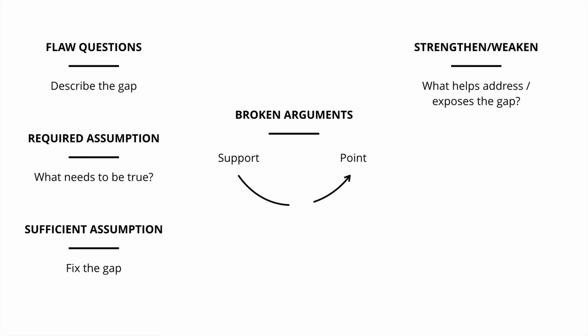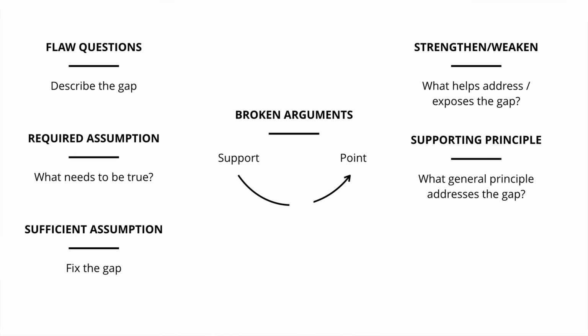Whereas weakened questions will ask you for an answer that exposes the problems in reasoning. Supporting principle questions ask you what general principle will help fill in the problem in this argument. And then finally, match the flaw questions require you to find an answer choice that has the same type of issue that the original argument had.